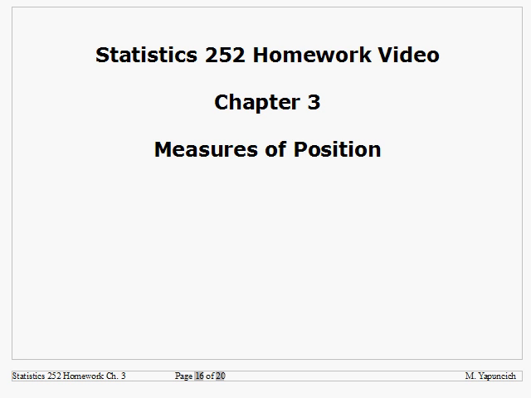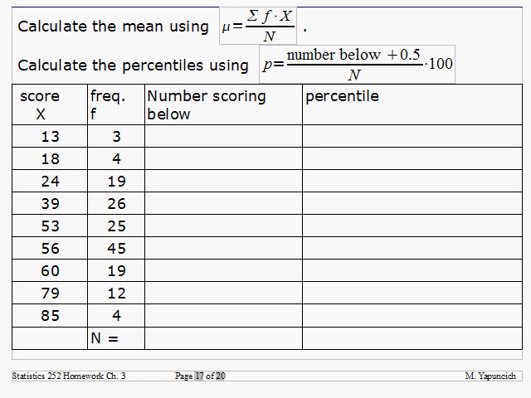In this video, I'll talk about the measures of position, which will be percentile and z-scores, for Chapter 3, Statistics 252. Now you're given, of course, a data set, some scores, that's the X, the first column, and then the frequencies.